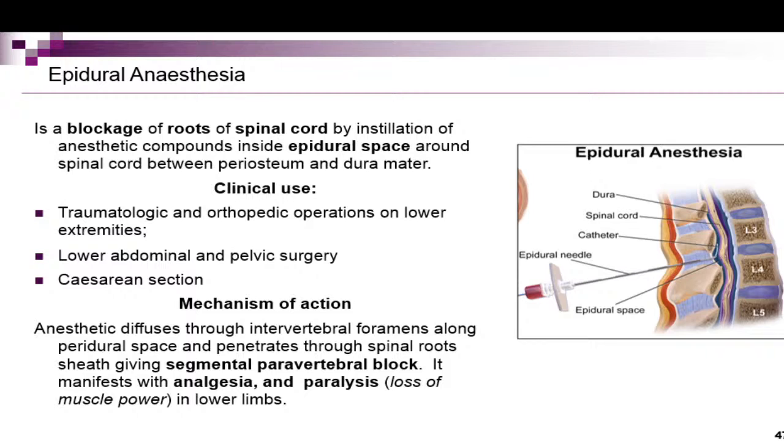Mechanism of action of the anesthesia. The anesthetic diffuses through intervertebral foramens along the peridural space and penetrates through the spinal roots sheath, giving segmental paravertebral block. It manifests with analgesia and paralysis, loss of muscle power in the lower extremity. And so the central nerves, these are spinal roots, will be anesthetized.